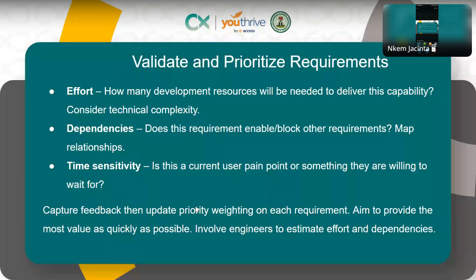So you capture the feedback, then update the priority weighting on each requirement. Aim to provide the most value as quickly as possible. Involve engineers to estimate their effort and dependencies. So when you're prioritizing, you don't prioritize alone. Because of this dependency and effort, you need your engineers and your QA team at that table when you're prioritizing, so that you can ensure that you are prioritizing rightly.